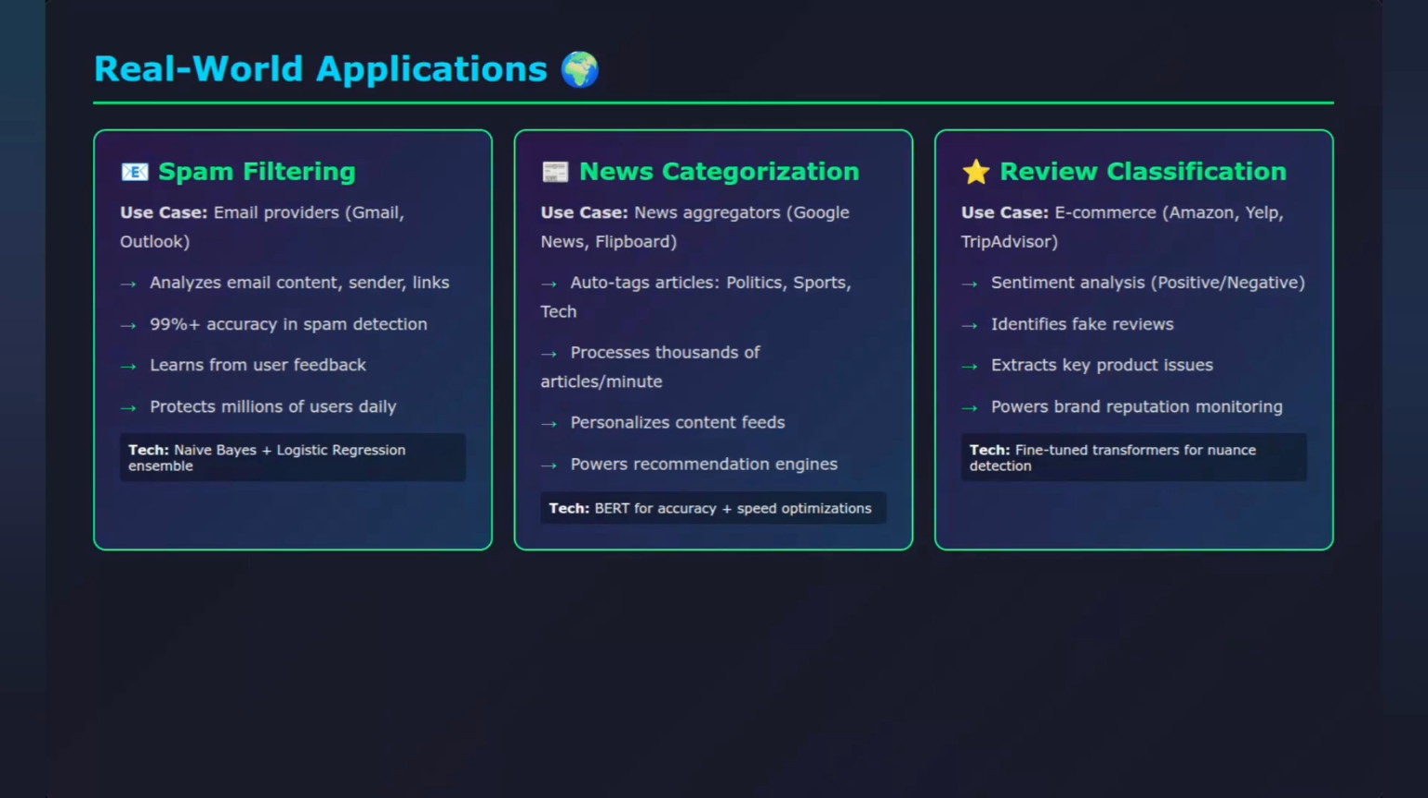Review classification and sentiment analysis of reviews. This is huge for businesses. Amazon, Yelp, TripAdvisor, they all use text classification to identify positive and negative reviews, flag fake reviews, and surface the most helpful comments. Companies use this to monitor brand reputation, understand customer pain points, and improve products based on feedback.